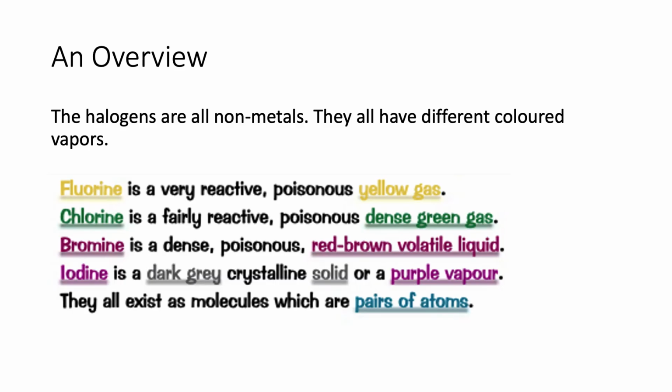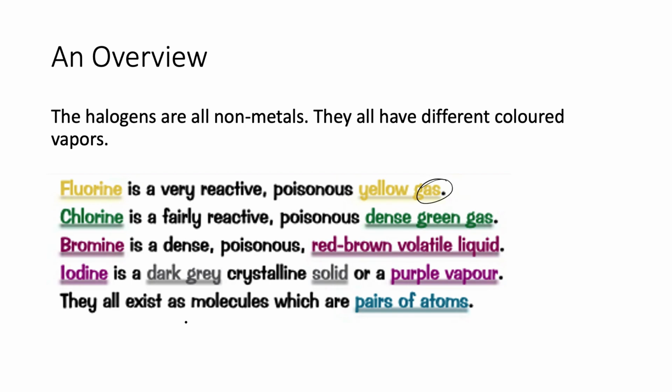So the halogens are all non-metals and they have different colored vapors. It is important that you learn these off by heart as it could help you in an exam. Fluorine is a very reactive, poisonous yellow gas. Notice the state of these non-metals. They all have different states, so it's important to memorize those as well. So fluorine is a gas.